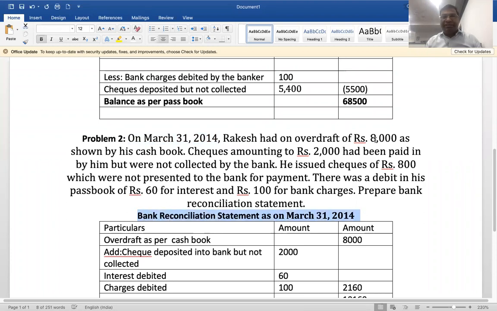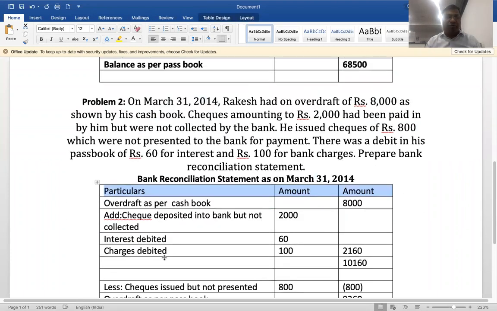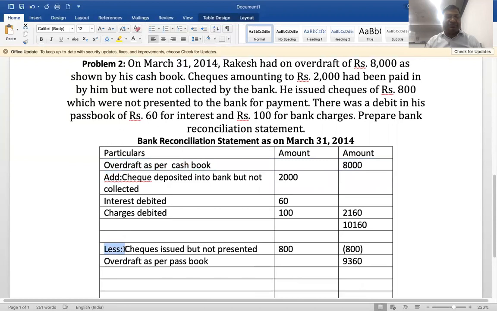Then his cash book has shown an overdraft of 8,000, right? We have a particulars column, an amount column, inner and outer columns. This is the template of the format. So overdraft as per cash book is 8,000. The first item we have done. Then we'll take the add and less headings. What is to be deducted, what is to be added, we'll check it one by one.